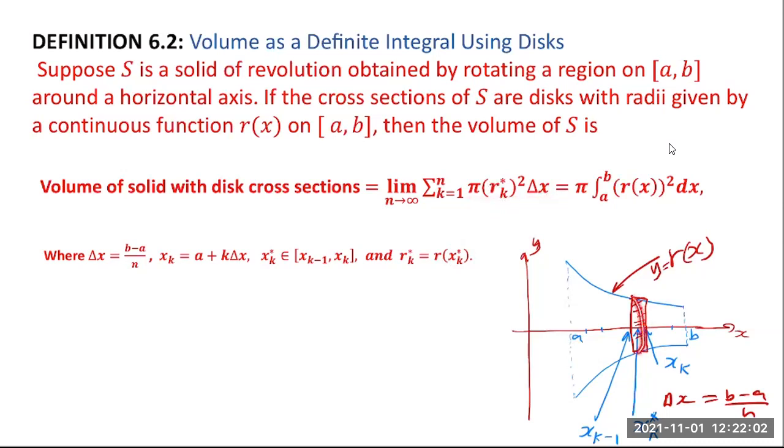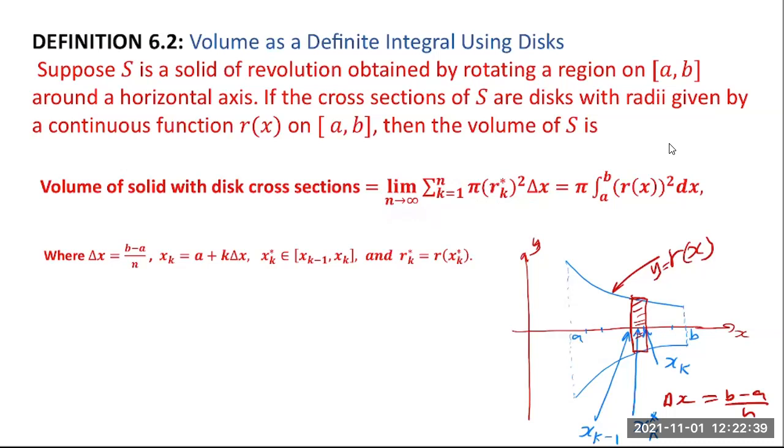First of all, you need to find the area of this disk, that is pi r(xk star) squared, and you multiply that by delta x to find the volume. This is the volume of the kth disk. And of course, you have n disks, so you have to take the summation, k goes from 1 to n, of this quantity. And then to find the exact volume, you need to take the limit as n goes to infinity. When you divide this interval into more and more subintervals, you get better and better approximations. As n goes to infinity, you get the exact value of the volume.